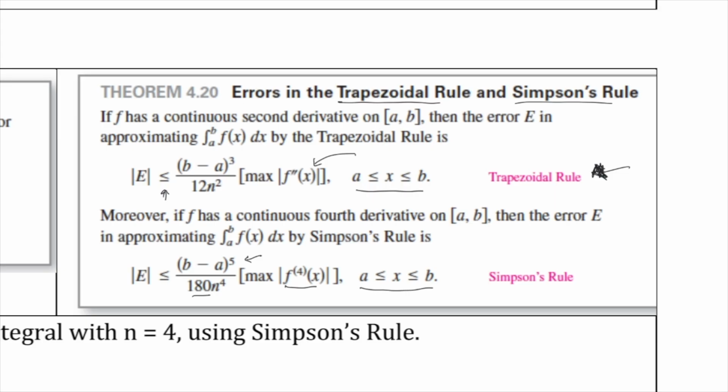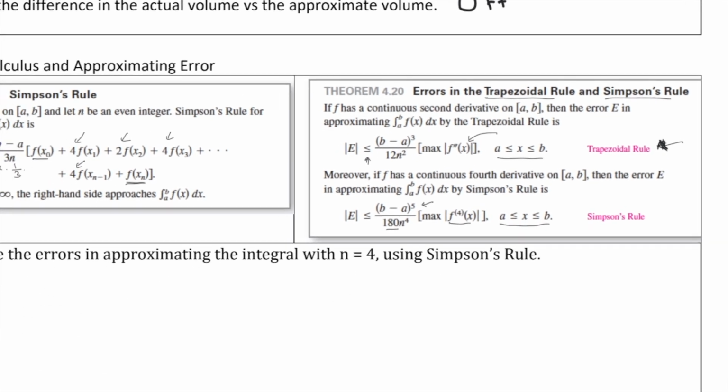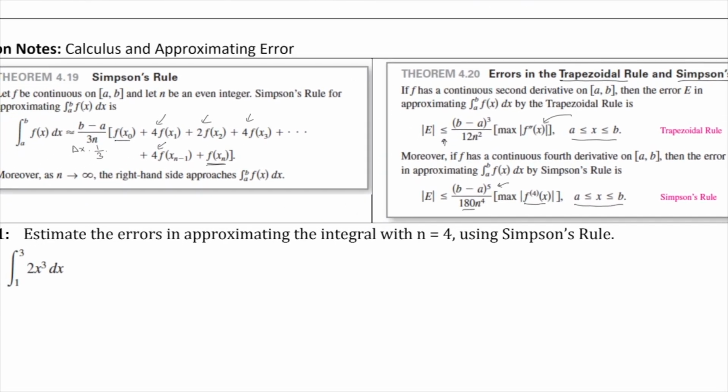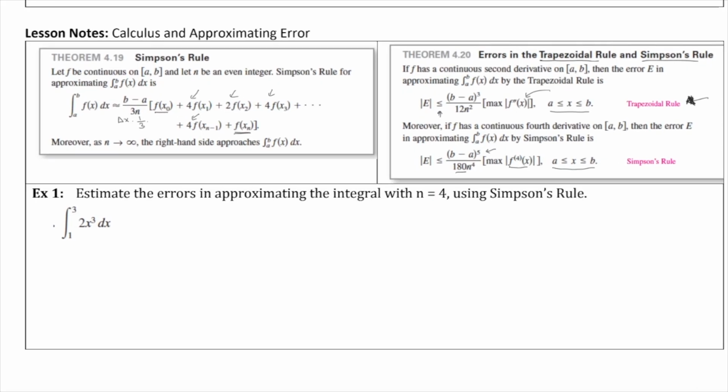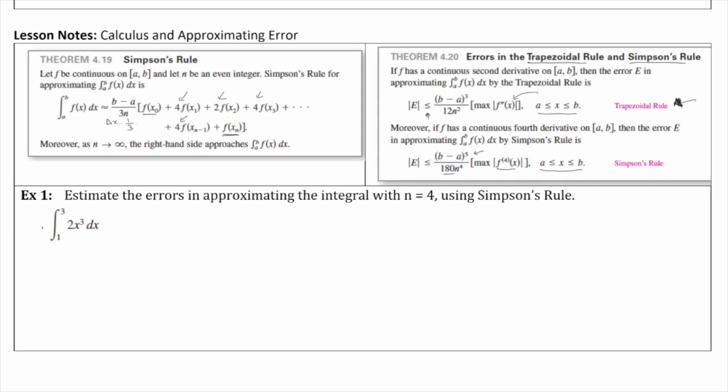All right, so that seems rather complex. We are going to figure out where the formulas came from many lessons from now, but for today's work, let's just check and use those formulas. All right, so for example 1, we're going to estimate the errors in approximating our integral with n equals 4.